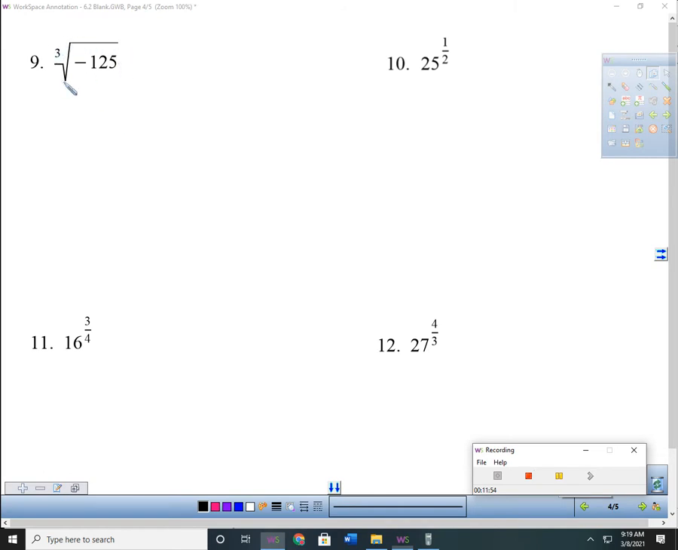Okay? So this is already in radical form. This is odd, so it's okay for us to have this negative. What number times itself 3 times equals negative 125? Negative 5.